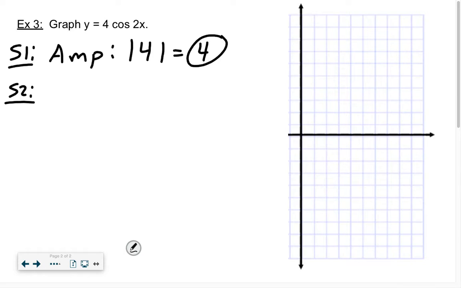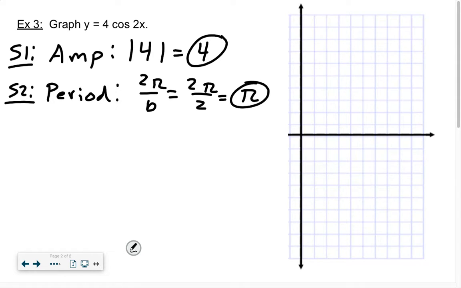Step 2, period. How do we find the period? Well, it's 2 pi over b. B in this case is 2. Divide by 2. So my period is pi.